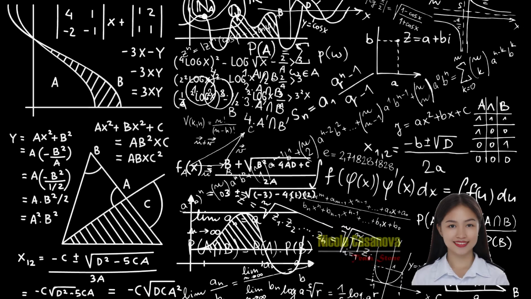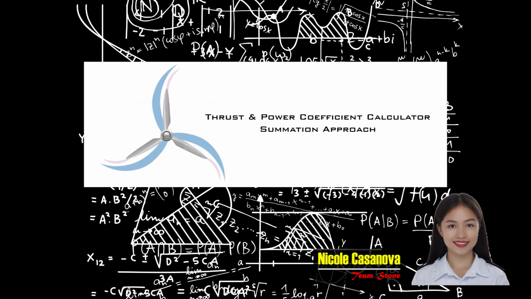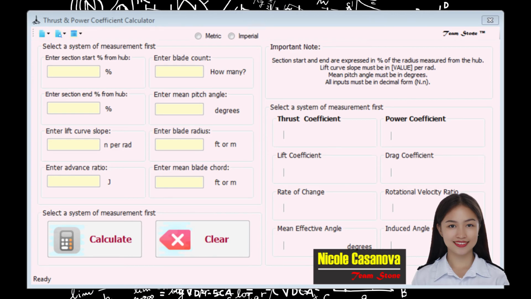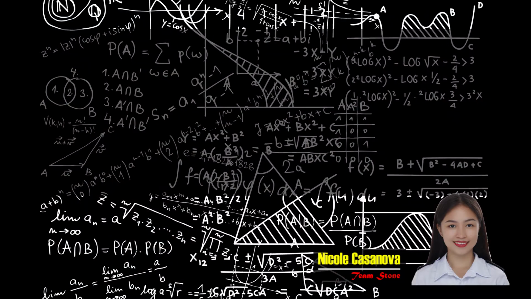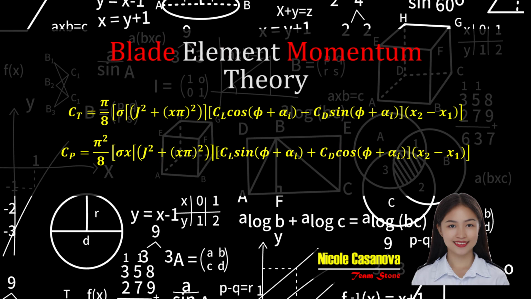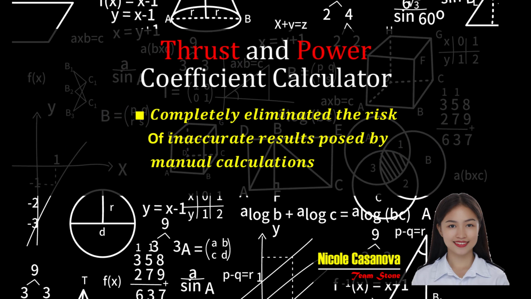The program's primary goal of computing the thrust and power coefficient fast and accurately was demonstrably achieved. The program saves the user from going through the incredibly complex equations of the blade element momentum theory using the traditional pen and paper computation method. It also completely eliminated the risk of inaccurate results posed by manual calculations.